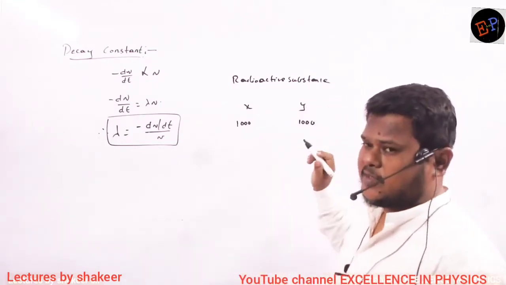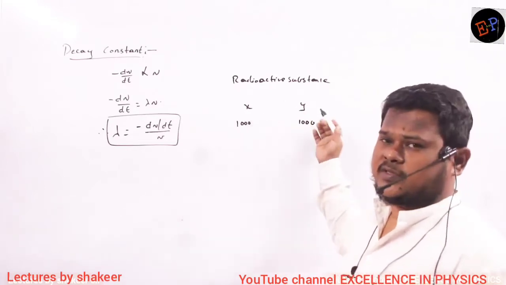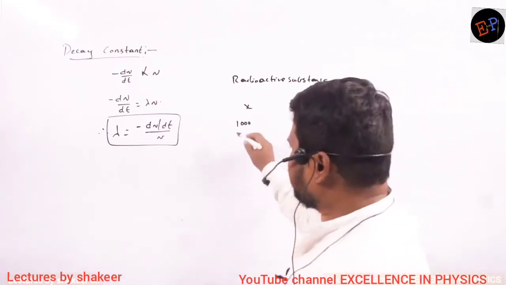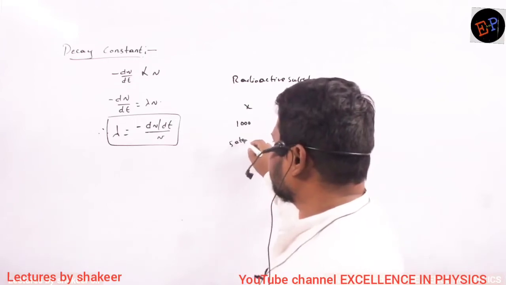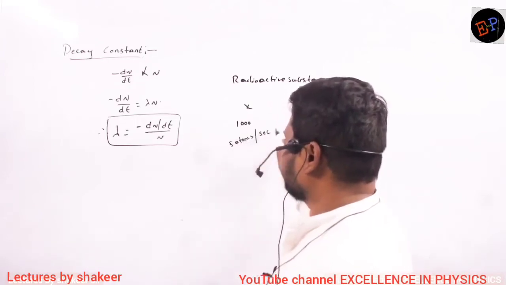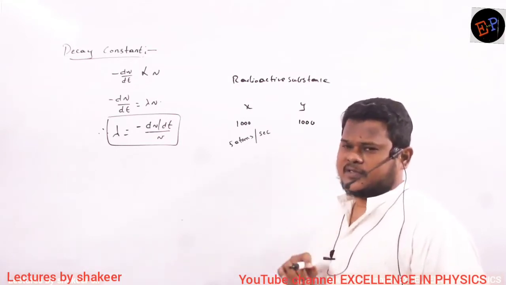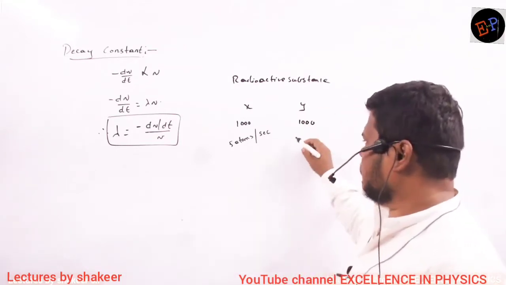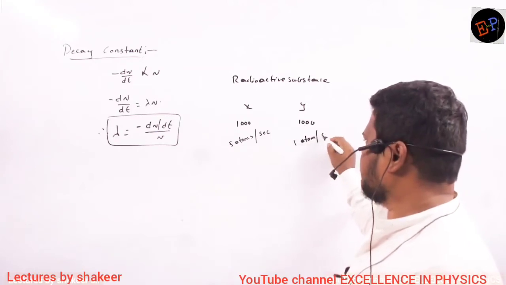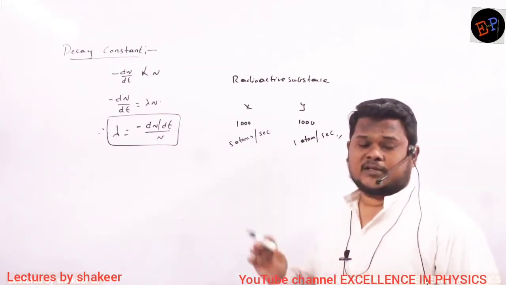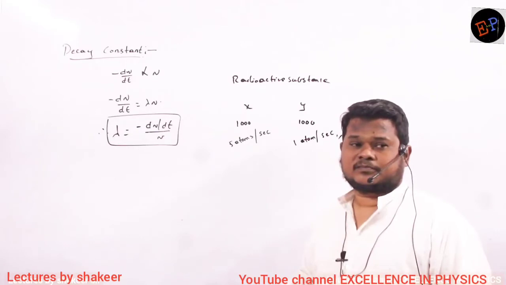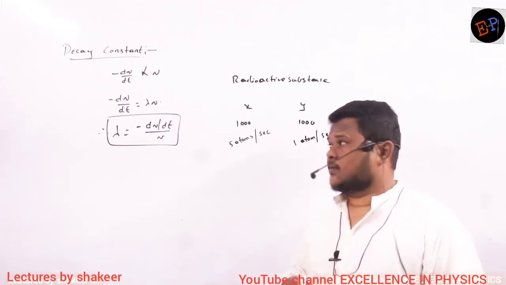So X has 1000 atoms, Y also 1000 atoms. You can say this is uranium, this is thorium, anything. Out of 1000 atoms, 5 atoms are disintegrating per second. For every 1 second, 5 atoms are disintegrating. But in Y material, only 1 atom is disintegrating per second. Then whose lambda value is greater? Definitely X.